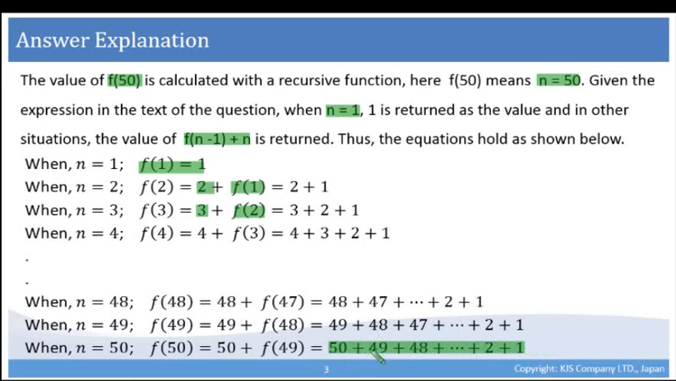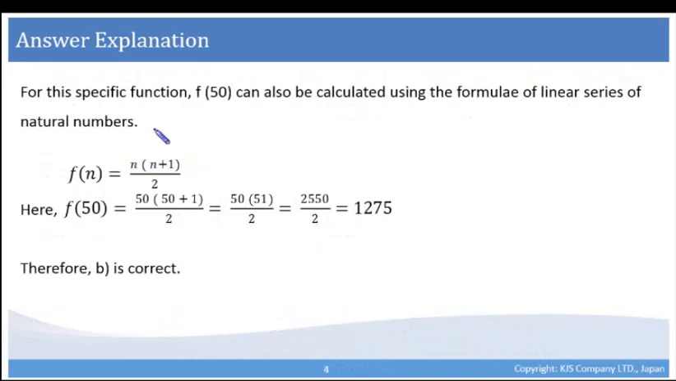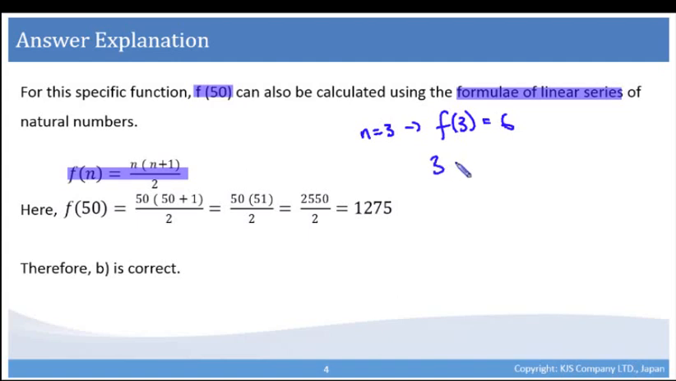So let's look at a slightly more simplified version of how we can calculate this. For this specific function, f of 50 can also be calculated using the formula of a linear series of natural numbers. So here we can say that f of n is equal to n times n plus 1 over 2, and this will give us a correct value for f of n. So let's just check this formula from the previous slide, where we had n equals 3, or f of 3 is equal to 6. So here n is equal to 3, so we have 3 times 4 divided by 2. So this is f of 3 using our new formula, and this is equal to 6. So here we have the correct value coming out of our formula.